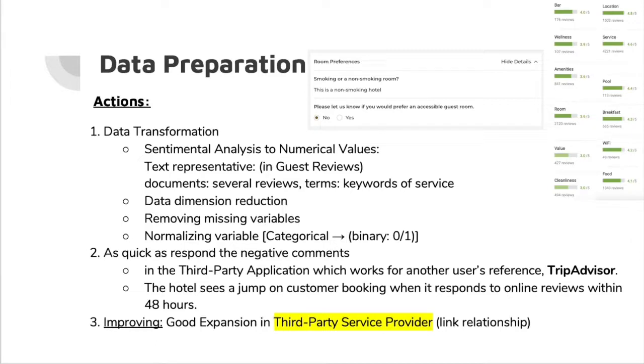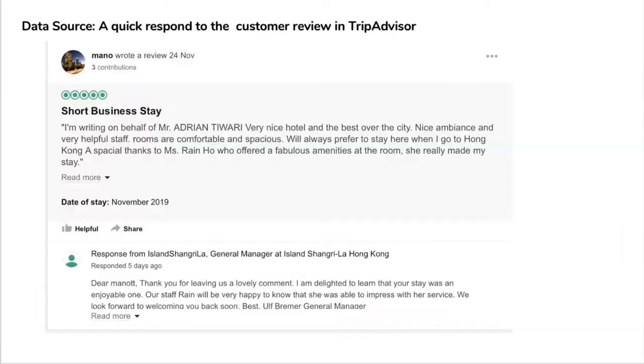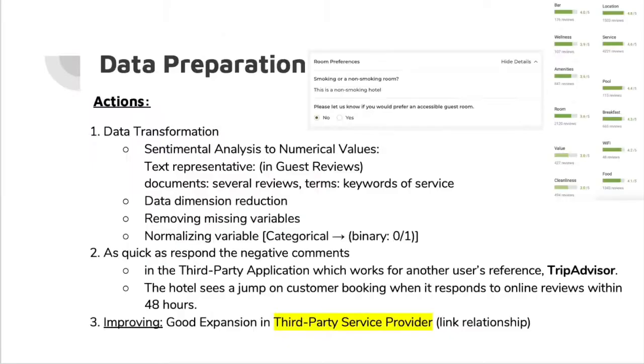Second action is a quick response. We could easily find in the recent reviews of the Shangri-La Island Hong Kong on TripAdvisor. Why does the hotel do that? Because the hotel sees jumps in customer booking when they respond to online reviews within 48 hours. The third one we want to improve is a good expansion in third-party service providers.